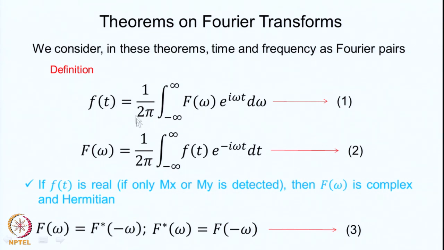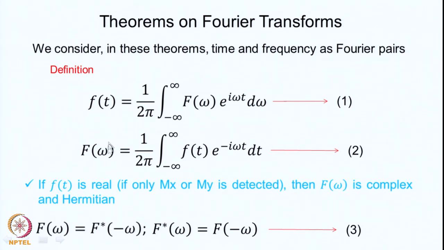FID is a superposition of all the frequencies precessing in the transverse plane, and that is mathematically represented in this manner. Conversely, you can write the frequency domain spectrum as the Fourier transform of the FID. This is f of omega equals 1 by 2 pi integral minus infinity to infinity f of t e to the minus i omega t dt. So, this is the operation one performs. We collect the signal f of t as FID and then do a Fourier transformation in this manner and we get the frequency domain spectrum.